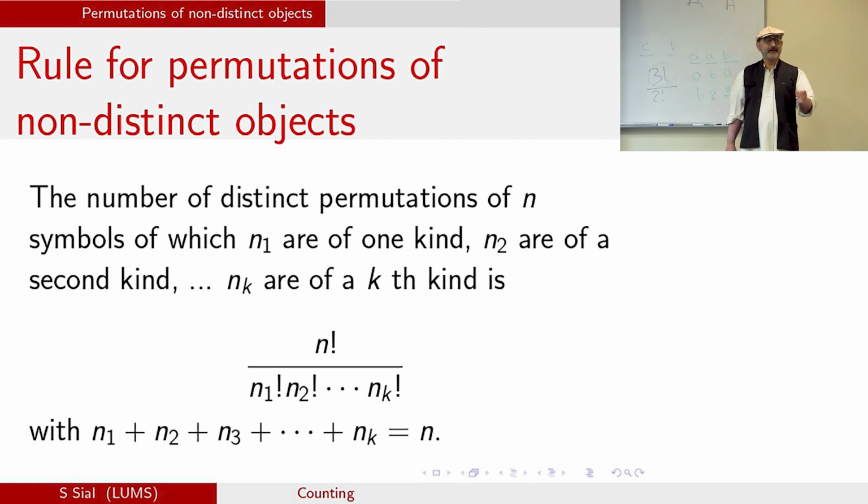So I'm going to divide out by n1 factorial. And so on. If I had n2 objects which were the same, they were contributing n2 factorial to my n factorial answer, but they should not have been, because interchanges within those exactly the same symbols don't produce a new permutation. So I'd have to divide out that n2 factorial, and so on.